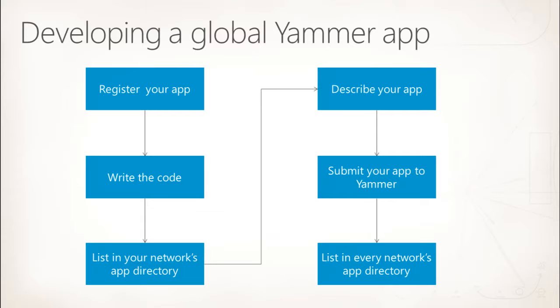It's a pretty quick review process, but at the end of it, you get to be listed in the app directory that every user can get to in every network, and then any user can install your app. This just describes the steps, and those 3 steps on the right are only required if you're developing a global app.